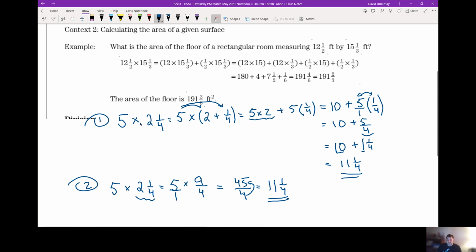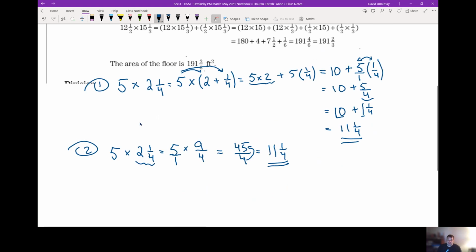Okay, let's look at their second example. What is the area of the floor of a rectangular room measuring that by that? Okay, so here, again, they're multiplying fractions together or mixed numbers. So it's 12 and a half times 15 and a third. So let's write this out. So 12 and a half times 15 and a third.